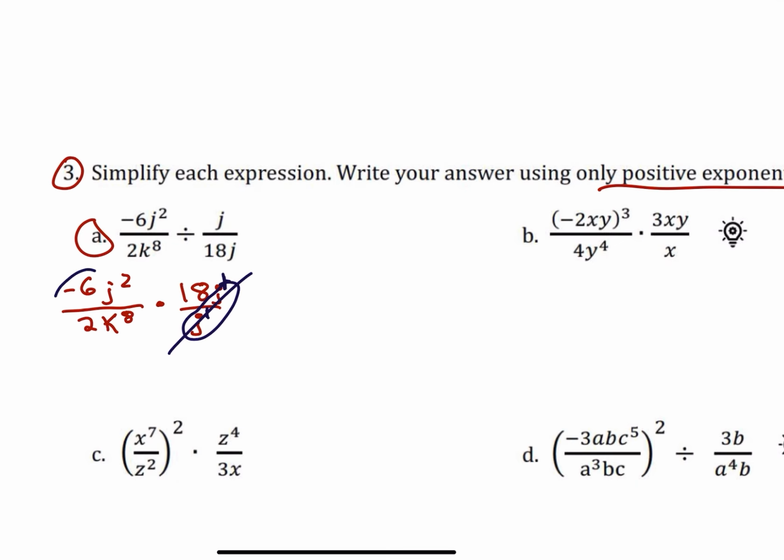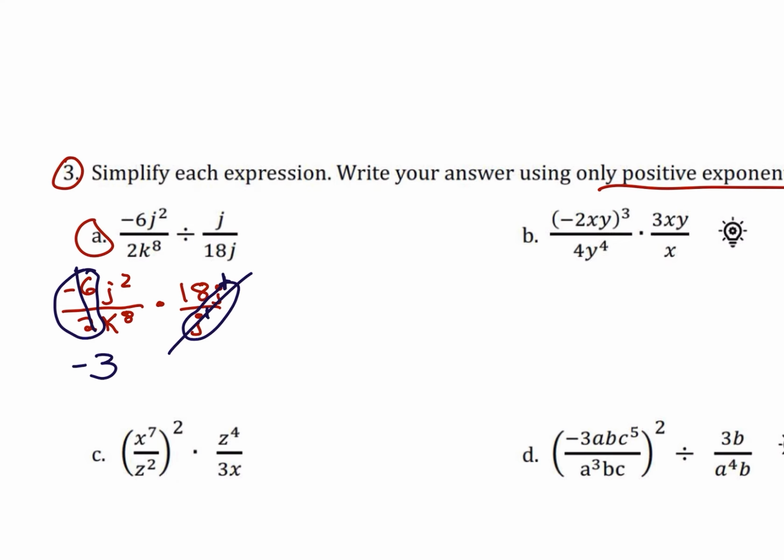Negative 6 over 2. Remember, those are not exponents. The negative 6 and 2 are coefficients, so we don't subtract them like we do with exponents. What we do is we just simplify that as we always have. Negative 6 over 2 is negative 3. That takes care of the negative 6 and 2.